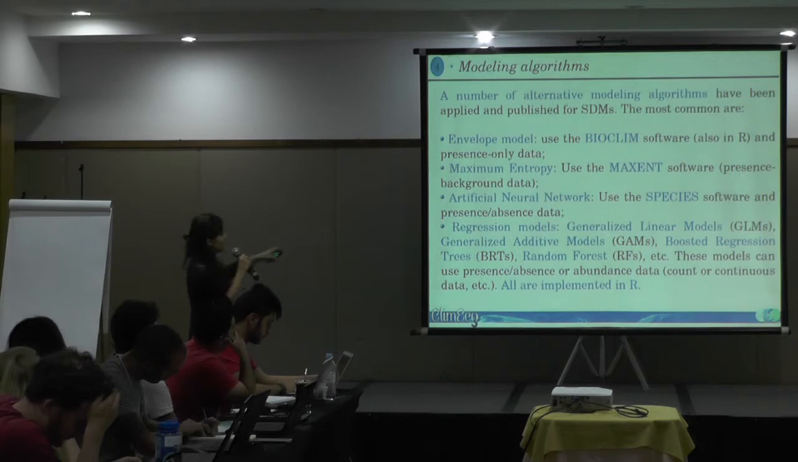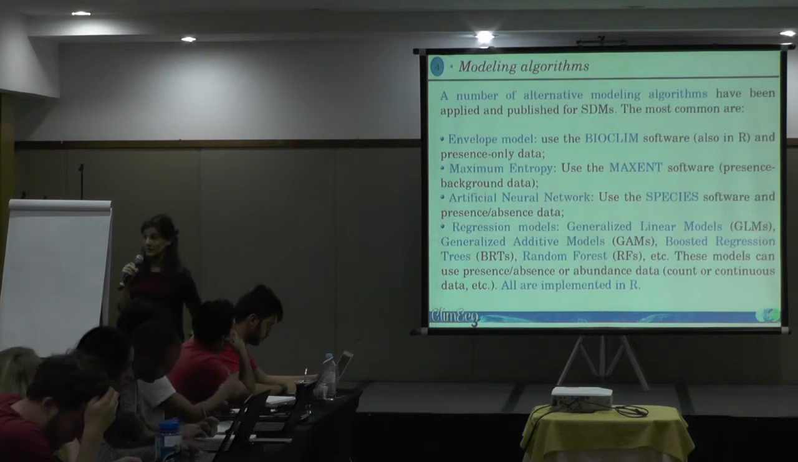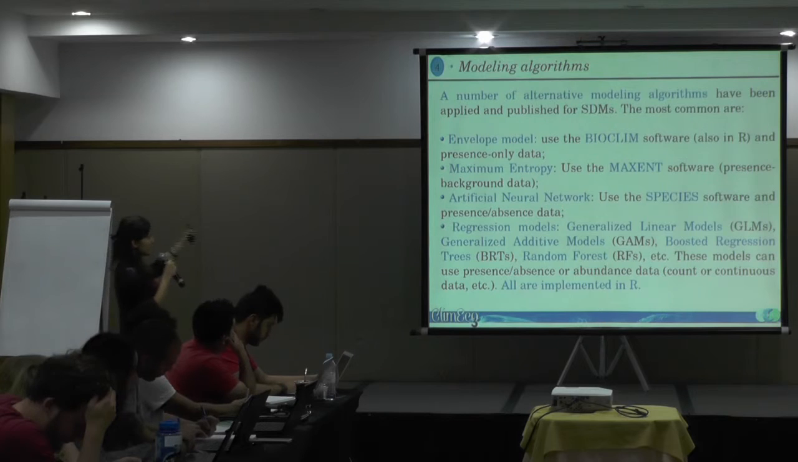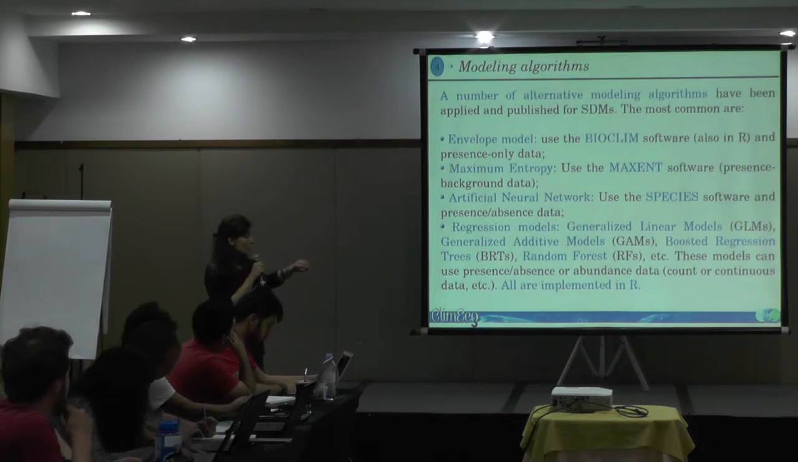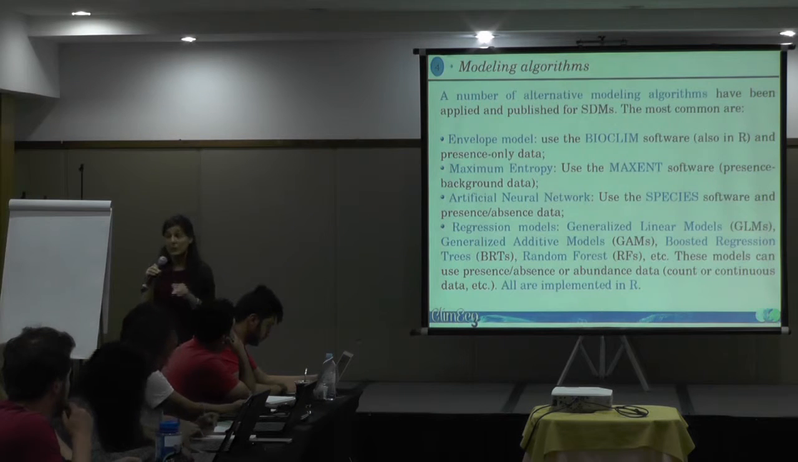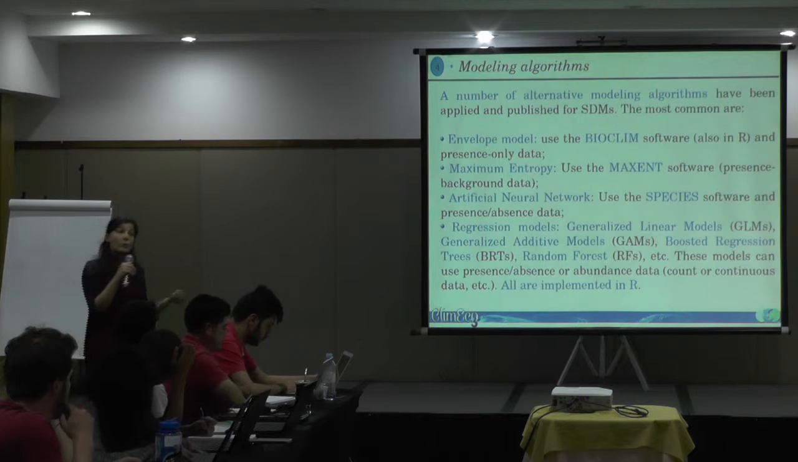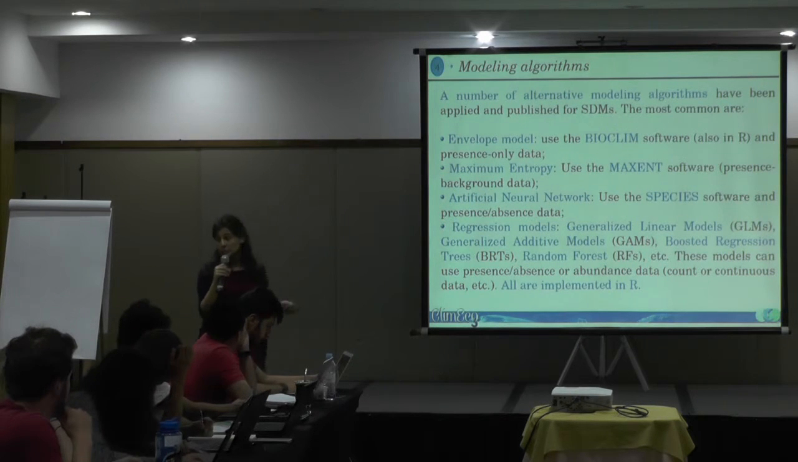And then there are a lot of regression models. We are going to see some of these in the practical session: generalized linear model, generalized additive model, Gaussian regression tree, random forest. And you can use these models with a frequentist approach, which is the classic statistics, or with a Bayesian approach. And we are going to see the difference between using these two approaches.